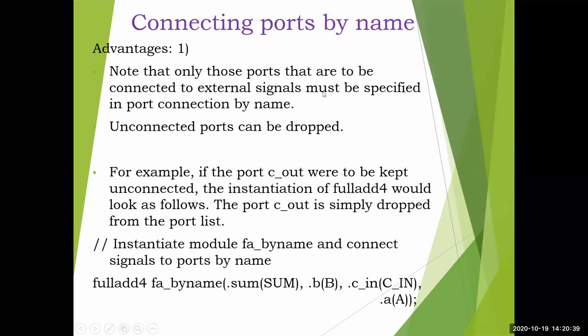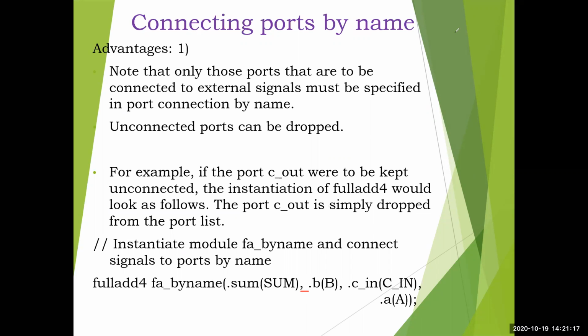So one of the advantages: only those ports that are to be connected to external signals must be specified in port connection by name. That means unconnected ports can be dropped, so you can omit them from the connection. For example, if the port cout were to be kept unconnected, the instantiation of full add 4 would look as follows. The port cout is simply dropped from the port list. So full add 4, full adder by name, dot sum, dot b, b, dot cin, dot a. So cout is missing here, it is removed, no comma either. So that is possible in ports by name.